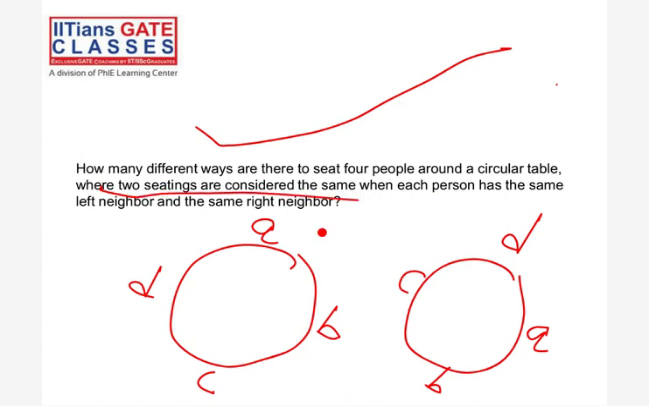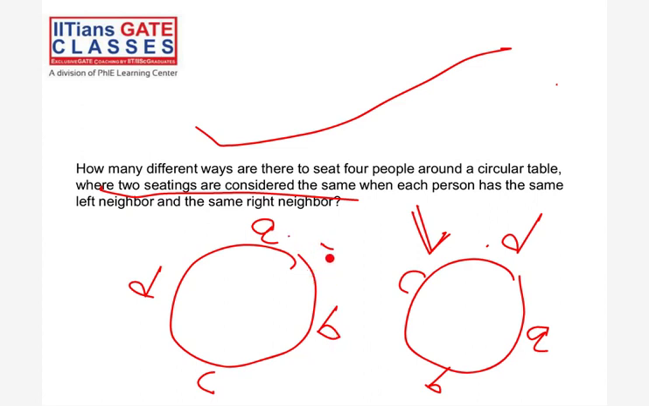So basically he is saying that these two seatings, this and this, he is considering the same. Why? Because you can see that we can get this seating just by rotating the table. So basically what we can do is just rotate this table in this clockwise direction, just rotate it by 45 degrees.